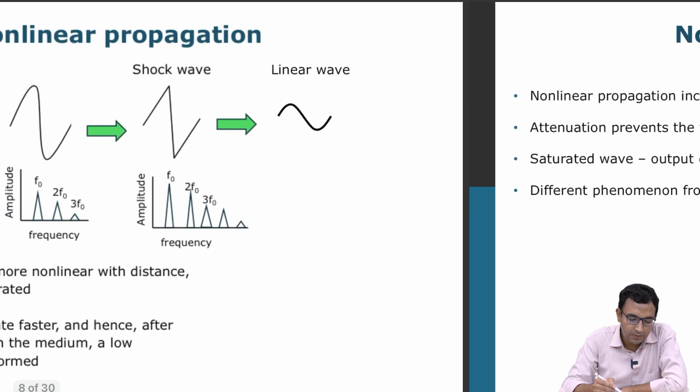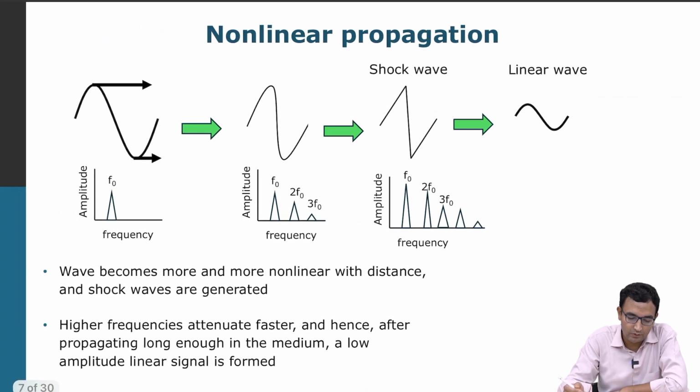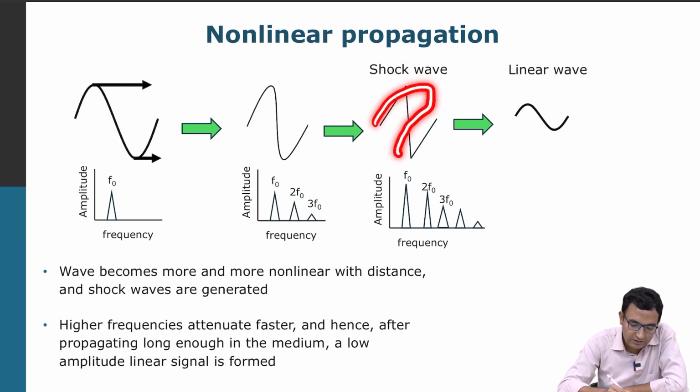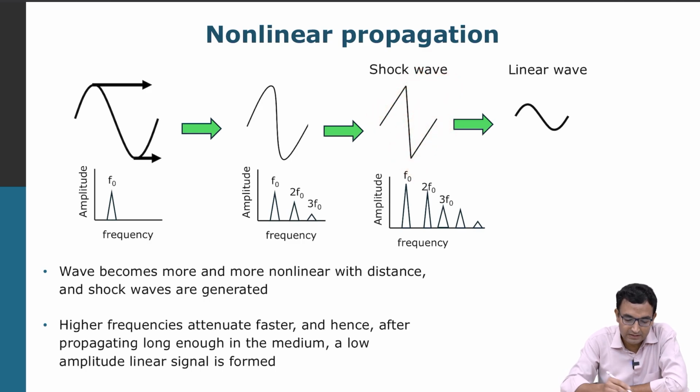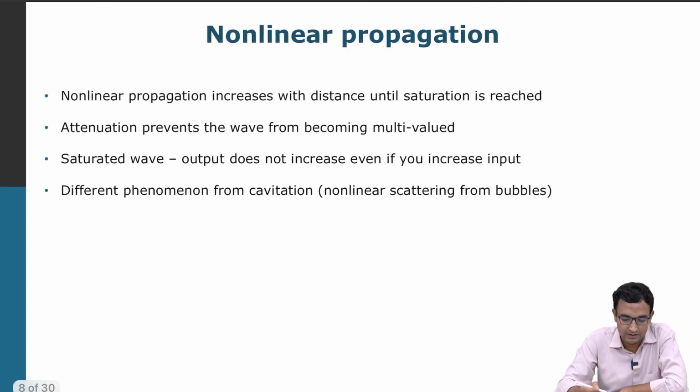So that is what prevents the wave from becoming multi-valued. Like for example, you may be wondering, now this is a shock, but what is preventing the wave from becoming like this? Like for this point to move further this way. But if that was the case, the wave would become multi-valued. At a given time instant, there would be multiple values. But that doesn't happen because beyond the shock wave formation, you cannot have higher frequency generation because those higher frequencies are very rapidly attenuated.